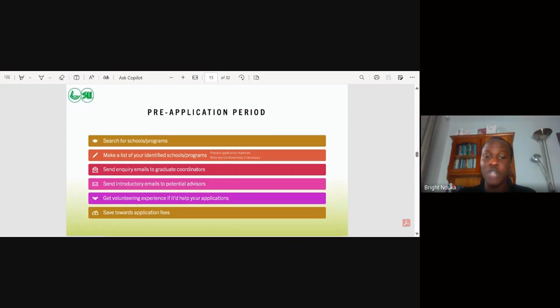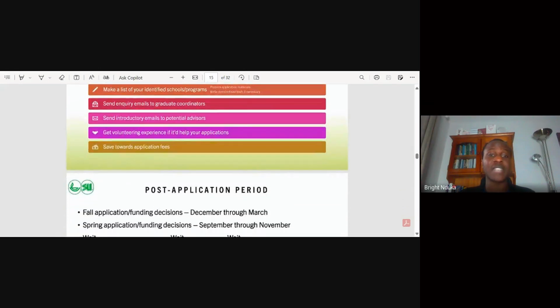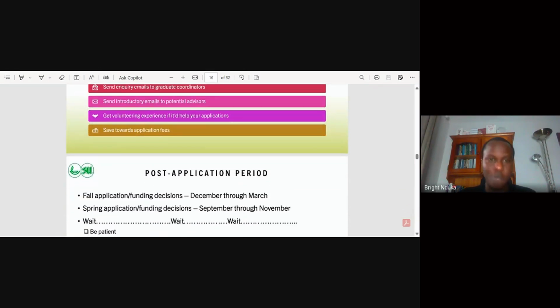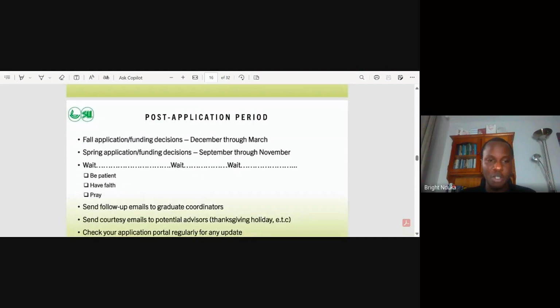Then get volunteering experience. Yes, volunteering experience helps your application. And save towards the application fee. This one is the major part. Like I said, the US requires an application fee, so save towards it.